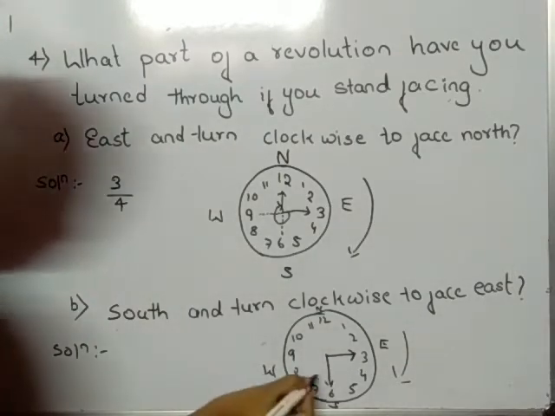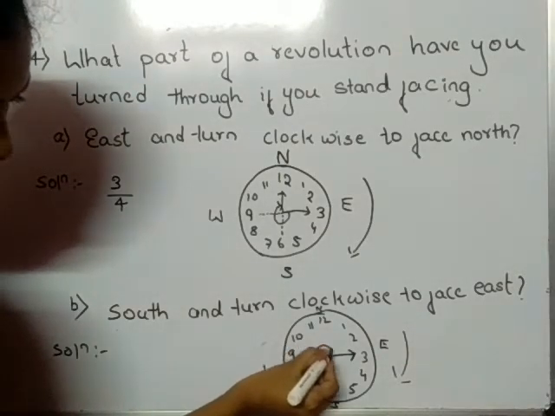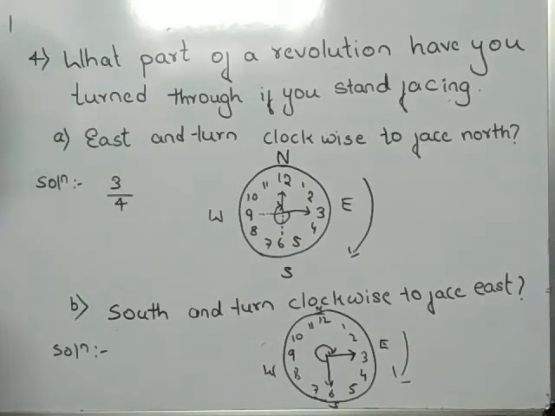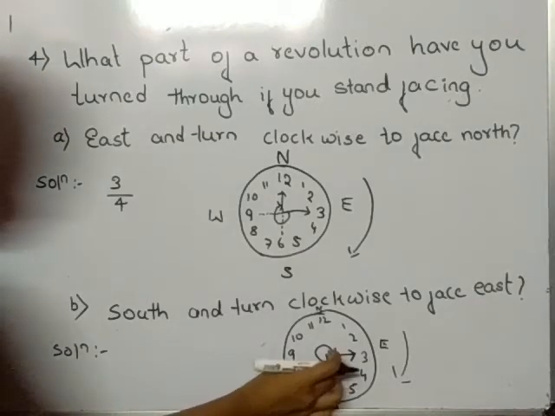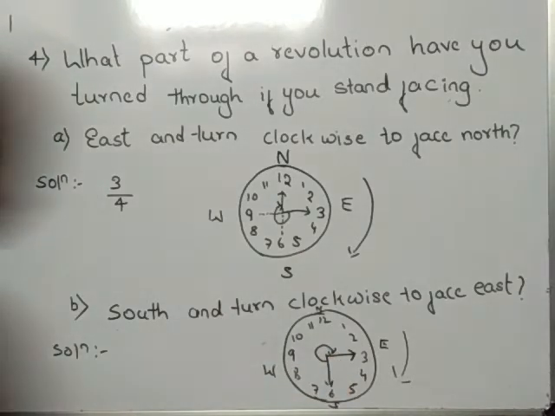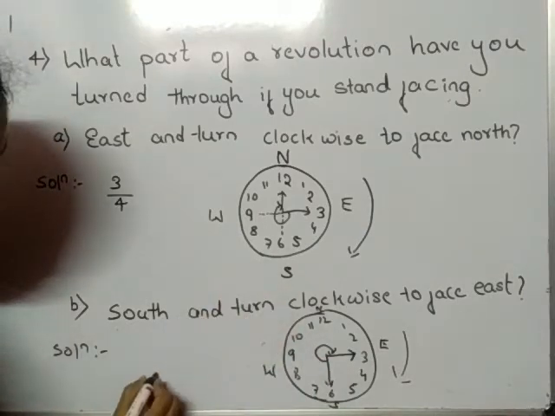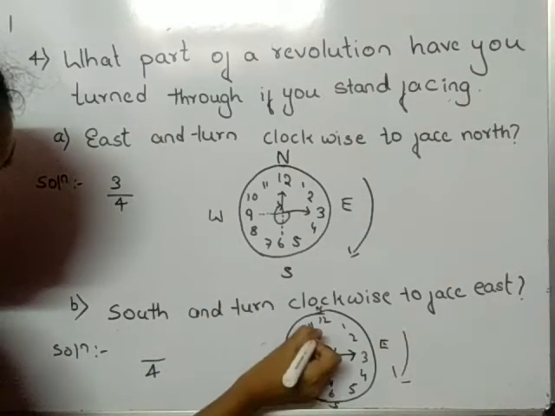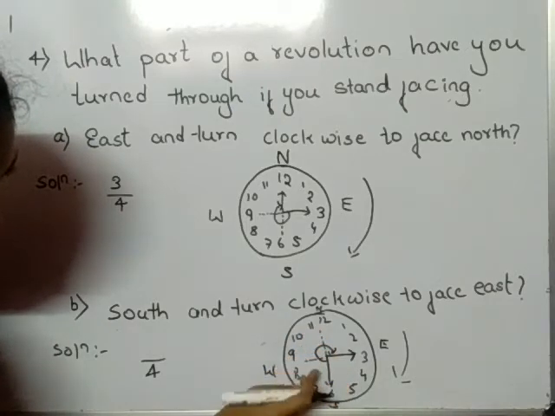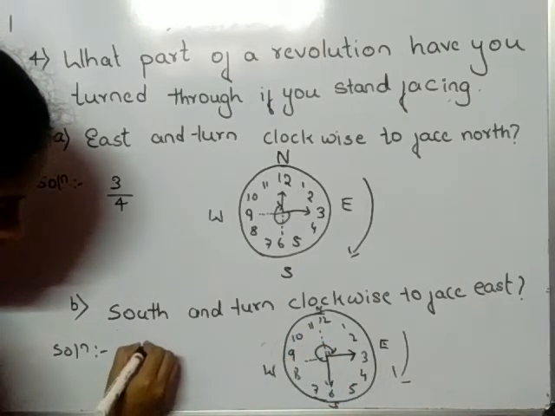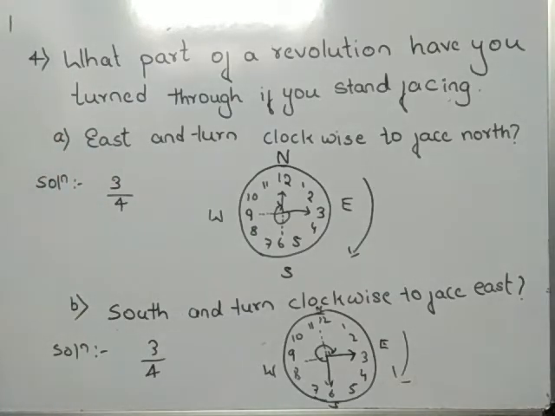So now he has rotated from here to here, isn't it? This is the direction he has turned from south to east. Now again we are forming here one right angle triangle, isn't it? So he has moved out of 4 parts, again he has moved 1, 2, 3 parts. That is 3 by 4 parts of a revolution he has moved from south to east in a clockwise direction. This is about the second one. We'll move to the third one.